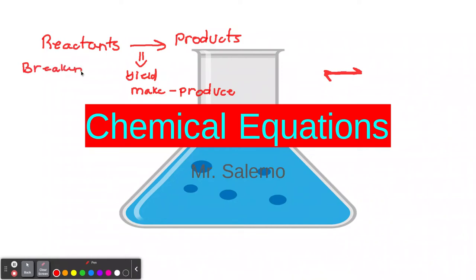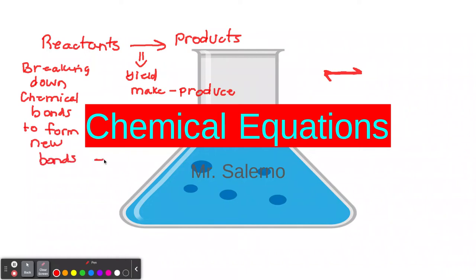So the reactants are breaking down chemical bonds, right? And what do they want to do? They want to break them down to form new bonds, the products, right?